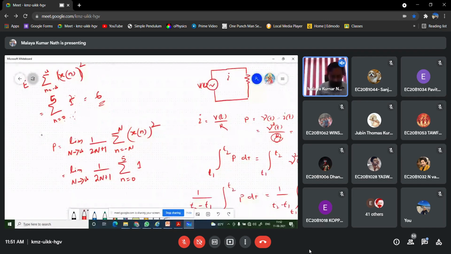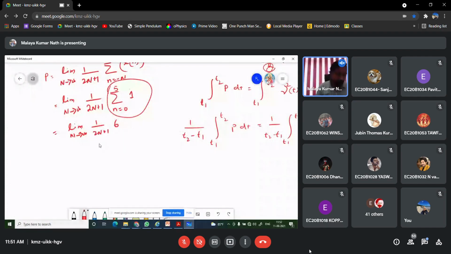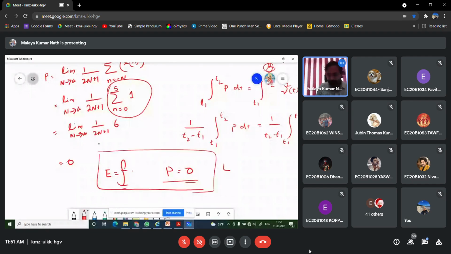So now how much it will be? This part will give rise to 6. So limit n tends to infinity of 1 upon 2n plus 1, times 6. So how much it will be? That is equal to 6 by infinity, that will give rise to 0. So in this case, your energy is finite and power is equal to 0. So this signal is called an energy signal. Anybody has any doubt? Please tell me.